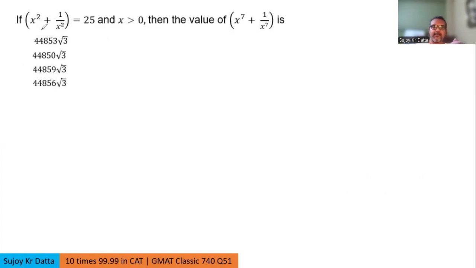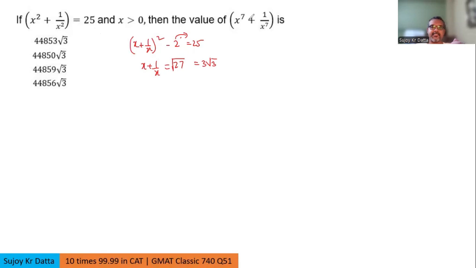So what we'll do is first try to figure out what is x plus 1 over x. This can be thought of as x plus 1 over x whole squared, but then you'll get a 2ab term, which is 2x times 1 over x, which is 2. We don't have that 2, so we'll subtract that. So the 2 goes that side, and you will end up with x plus 1 over x equals root 27. I'm not writing the minus sign because we clearly know it's a positive quantity. So that's 3 root 3.